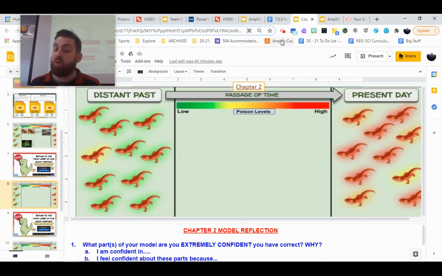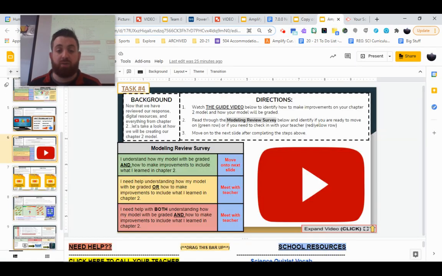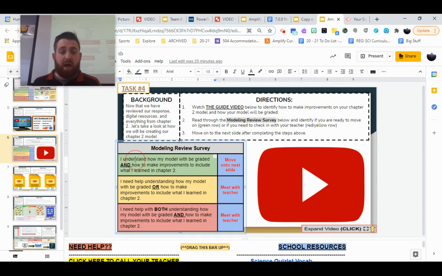So if you're somebody who has questions about how your model is going to be graded, or if you have questions about how to make improvements, come see me. If you have an idea of where to start and what to do, obviously you're ready to move forward. If you have questions, reach out. Otherwise, good luck.